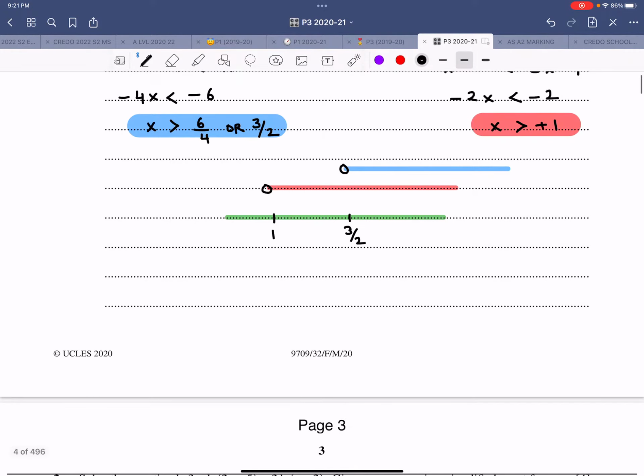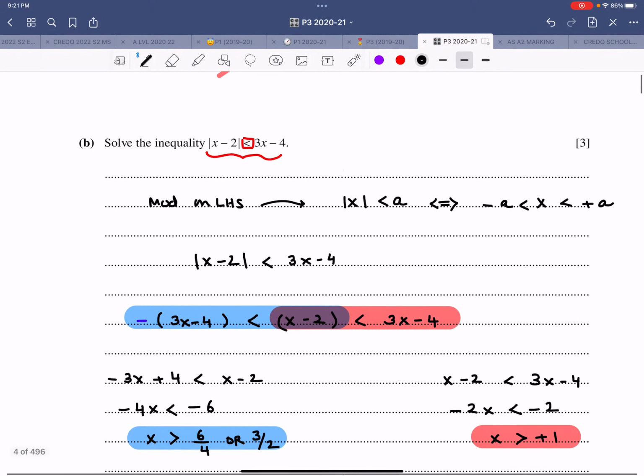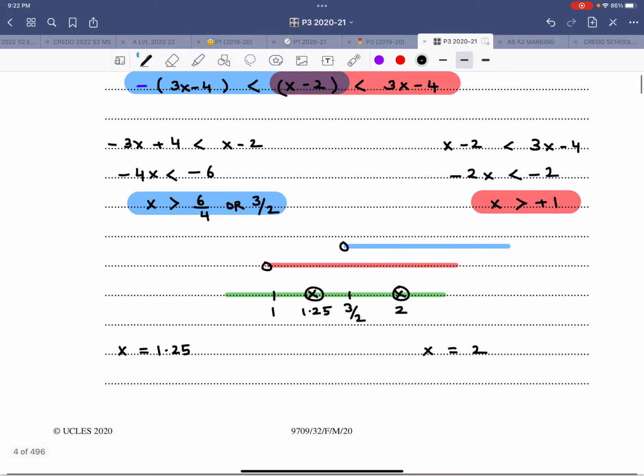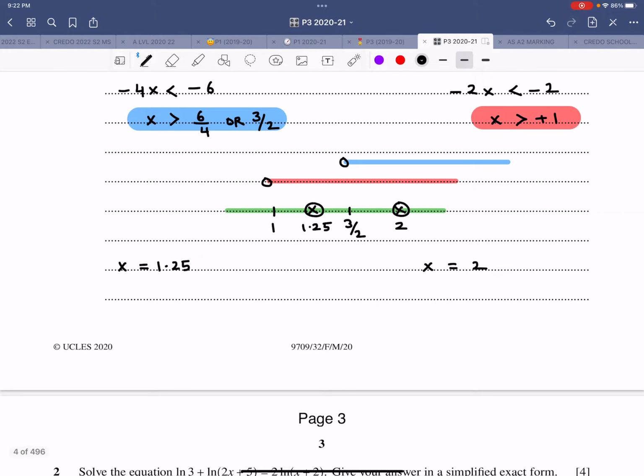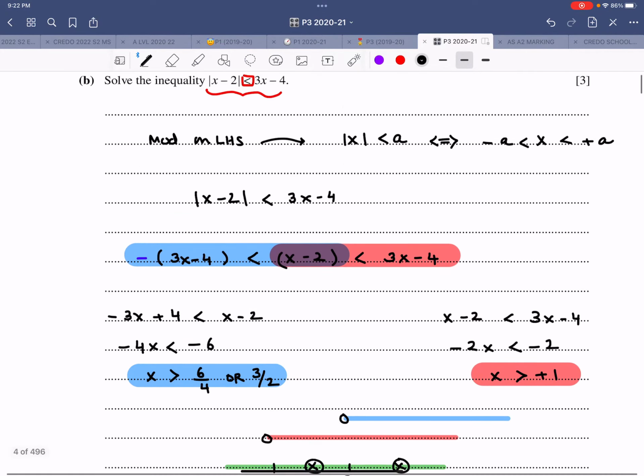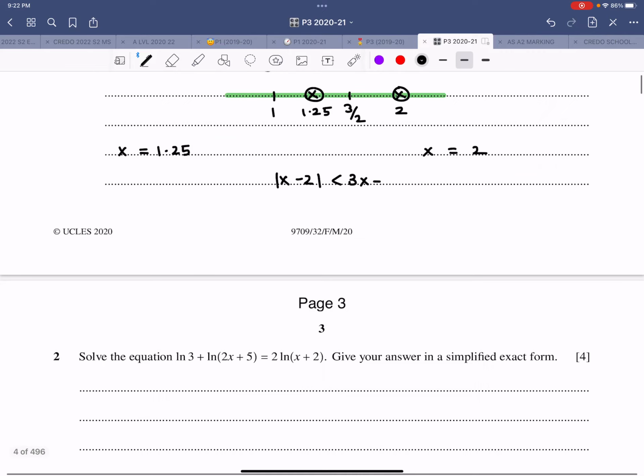So let me choose a value from here. Let me choose a value from here. Let me choose a value 1.25. Let me choose a value 2. And plug them in the original inequality. x equals 1.25 versus x equals 2. Original inequality is modulus of x minus 2 lesser than 3x minus 4.